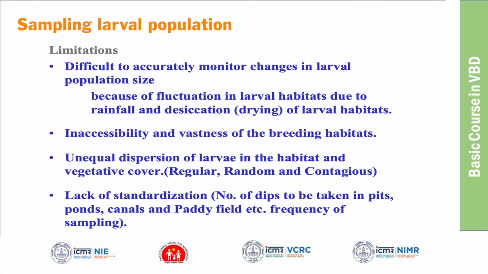So, what are the limitations in sampling the larval population? It is difficult. Whatever we are doing is possible, but you have to see the limitations also. It's difficult to accurately monitor changes in the population size because of the fluctuation in the larval habitat due to rainfall. Tonight heavy rainfall means tomorrow the entire habitat will be flooded. Then during the summer, you see the drying of larval habitat. So it is very difficult to monitor.